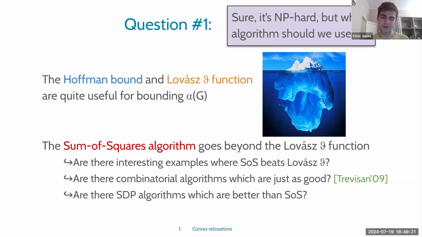And also, I passed over this sum of squares SDP, but we don't actually know if there are other SDP algorithms which might be better than sum of squares. It's kind of an unexplored world. But I just want to delve into a few aspects of this unexplored world of sum of squares.